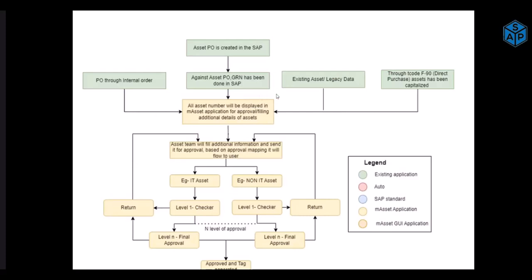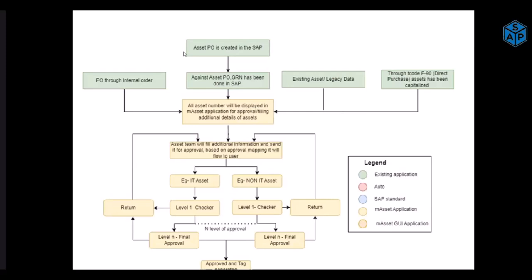Another way is through the direct T-code F-90, which is given by SAP standard. If you don't want to go through the P2P cycle, there is another T-code given by SAP from which you can purchase the asset. The other, most popular way, I can say, is that we generally create a PO, then we do the GRN, and then we do everything. Okay. So for the demo purpose, I have taken this scenario. We have created one asset PO. We have done the GRN.